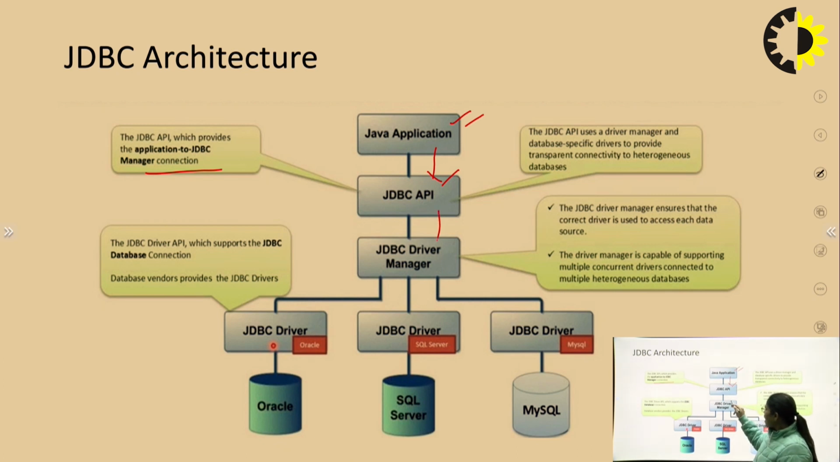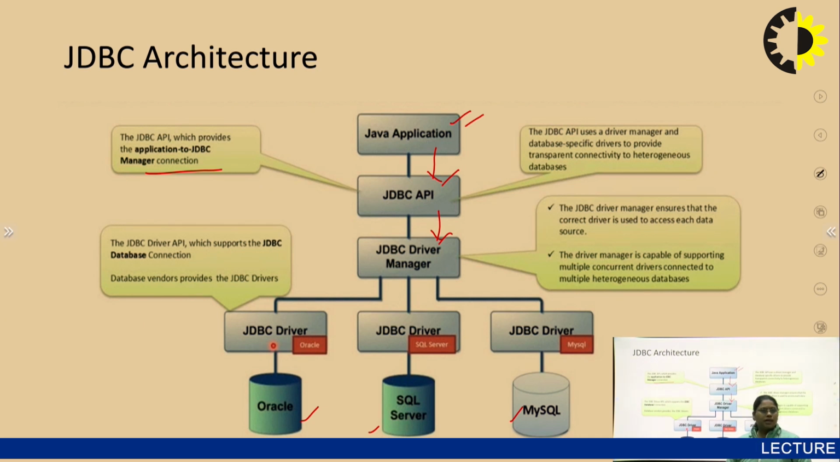Now, after this JDBC API, we need the JDBC driver manager. We have to load the specific driver through which we can connect to the specific database. The JDBC driver manager ensures that the correct driver is used to access the data source, and the driver manager is also capable of multiple concurrent executions for heterogeneous databases.